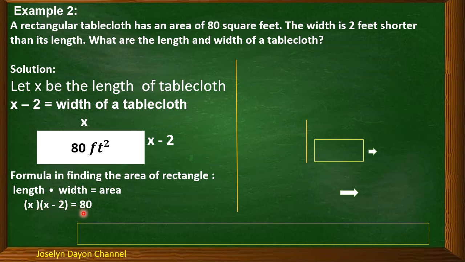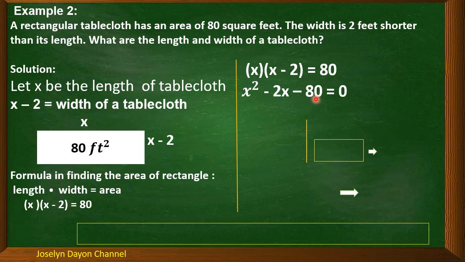Out of this equation, we can now solve for the value of x. So we have x times x, x squared, x times negative 2, negative 2x, and 80 transposed to the left side becomes negative 80. And of course, equate that with 0. So we now have an equation in standard form. Now we are going to solve this by factoring.